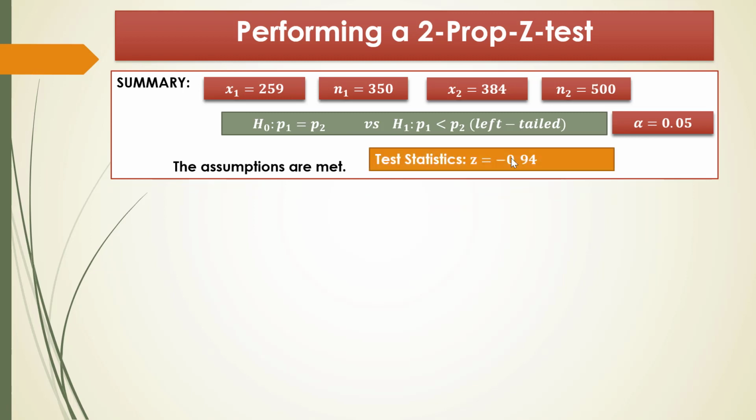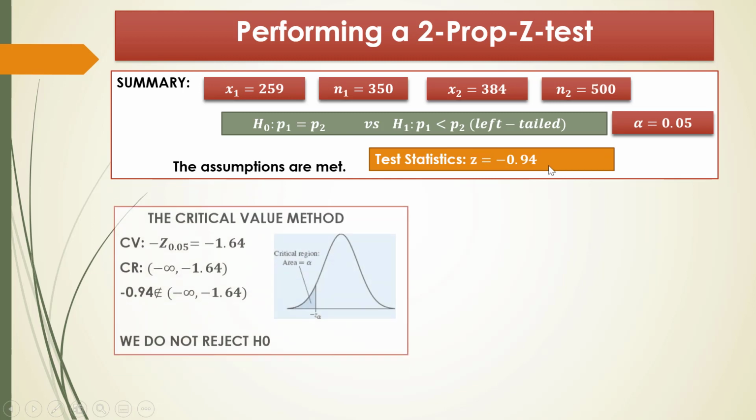Now let's look at this summary again. We use the formula in the first two slides to find the test statistic. Just check back the test statistic definition and apply the formula. We have z equal to negative 0.94.